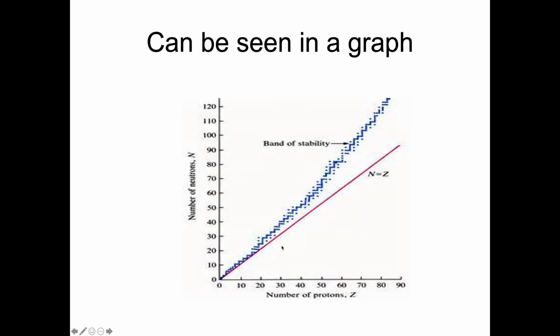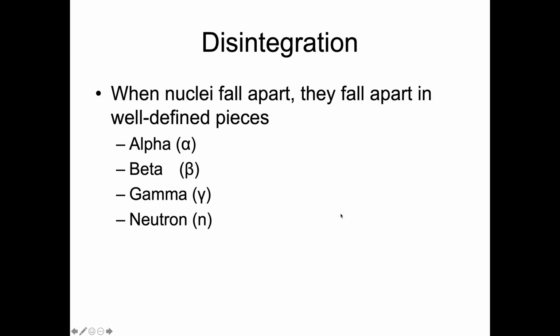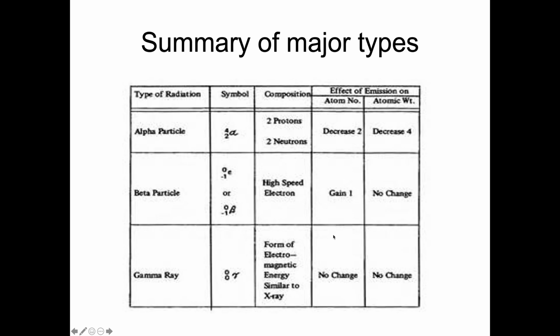You look at this graph that has the band of stability, so anything on this side is going to be very unstable. This is the ratio. See here, this is where protons and neutrons are the same. So interestingly, when atoms fall apart, they fall apart in well-defined pieces, and those particles are called alpha particles, beta, gamma, and then there's also neutrons. There's also what are called positrons. There's all sorts of different types, but these are the major ones, and we'll go through those.